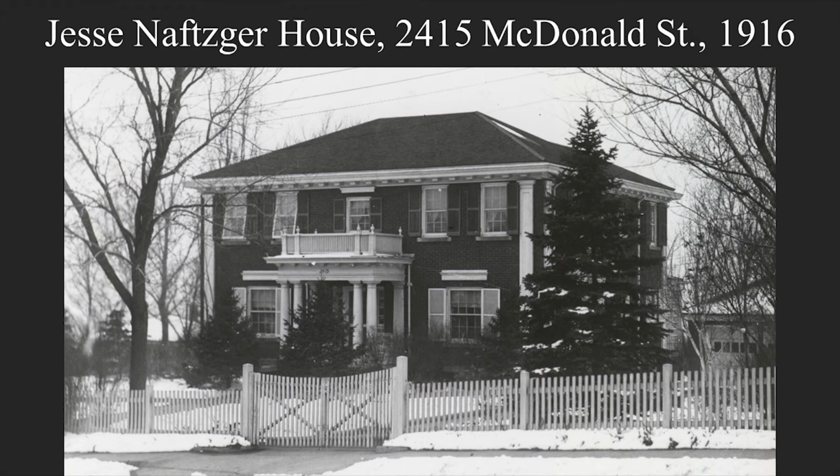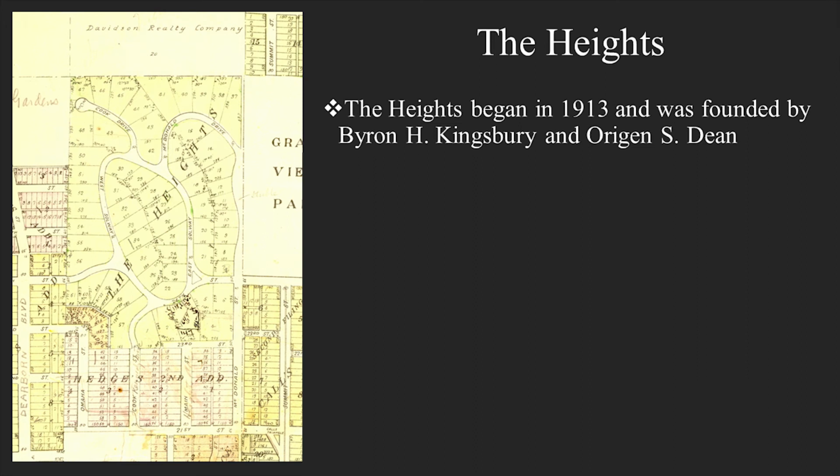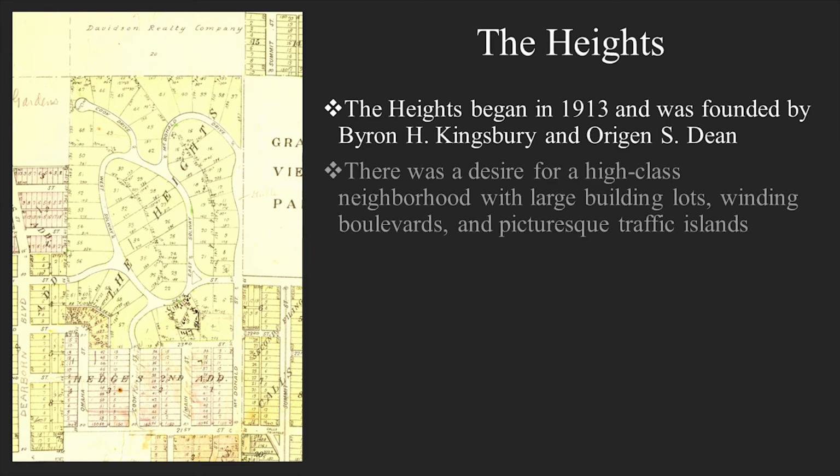Moving a little farther north, we see the Jesse Nathsker House at 2415 McDonald Street, built in 1916. This house was located in the Heights neighborhood. The Heights began in 1913 and was founded by Byron Kingsbury and Origen S. Dean. There was a desire for a high-class neighborhood with large building lots, winding boulevards, and picturesque traffic islands, never mind the fact that this real estate development was right next door to Grandview Park.